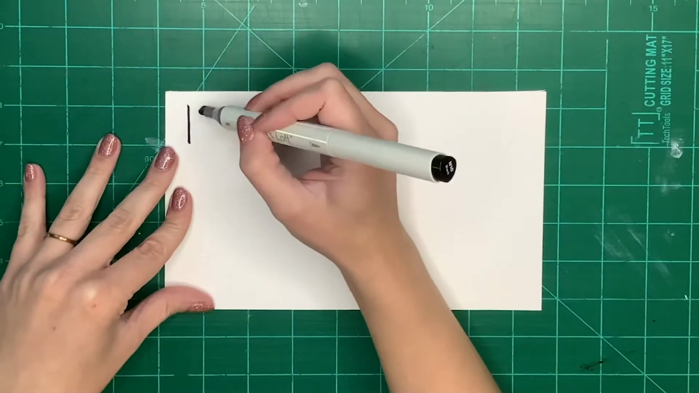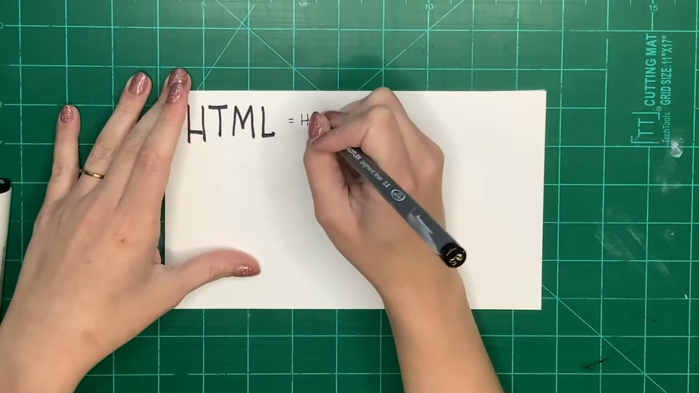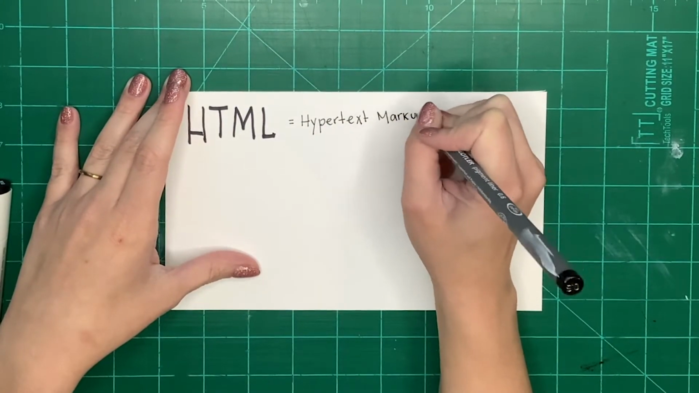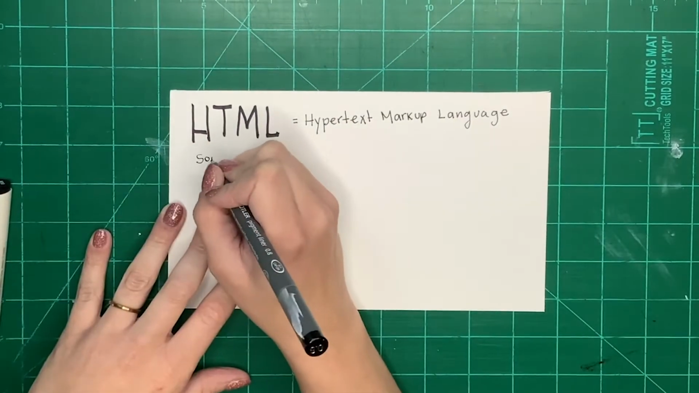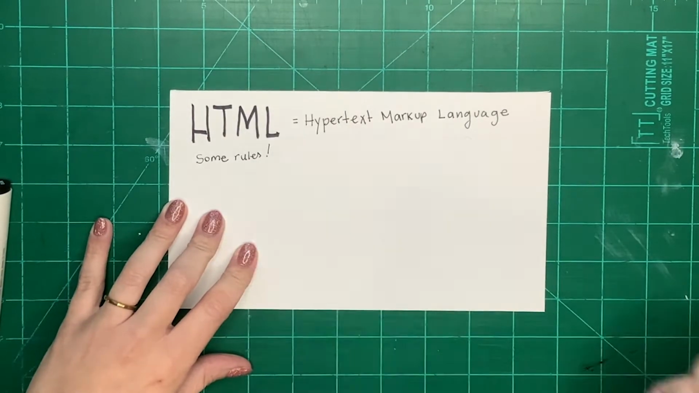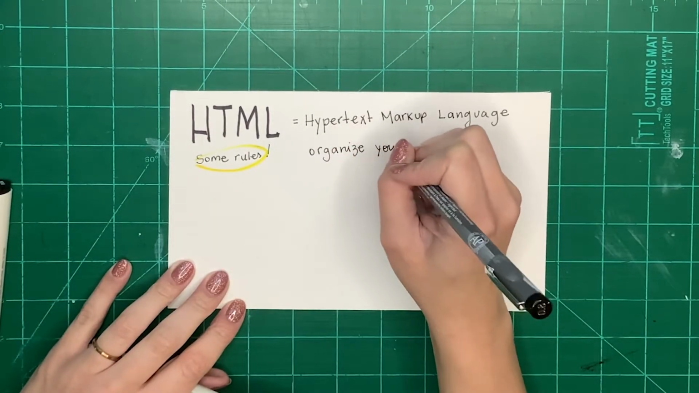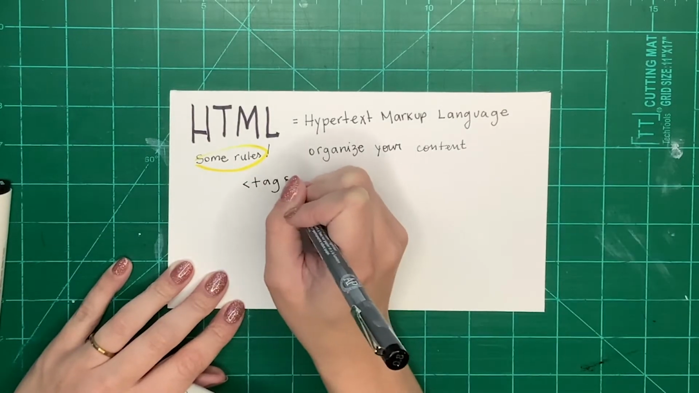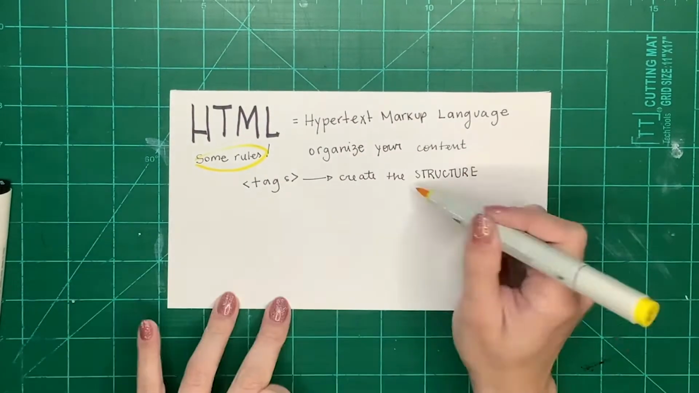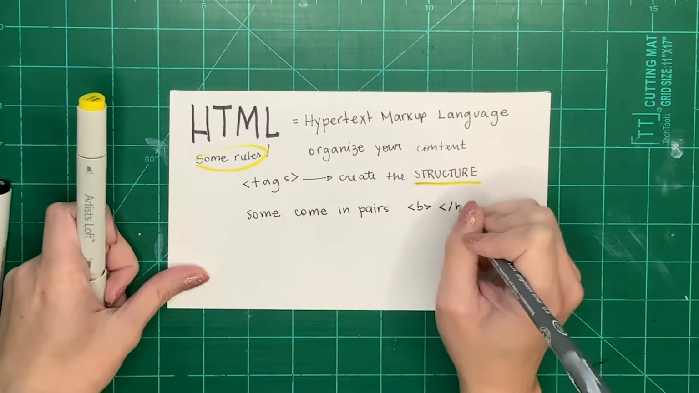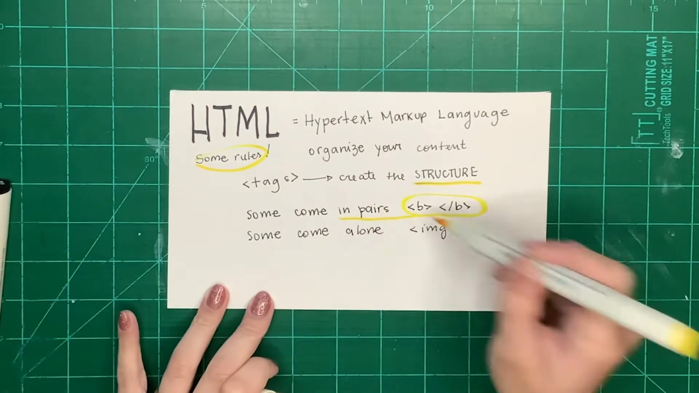In HTML, we covered many things. The first one was that HTML stands for Hypertext Markup Language, which is used to organize the content of a website. To write in HTML language, there are some rules to keep in mind. There is a specific structure called tags that some come in pairs and others come alone.